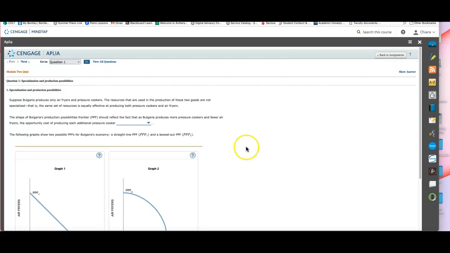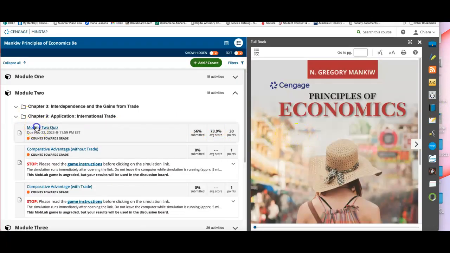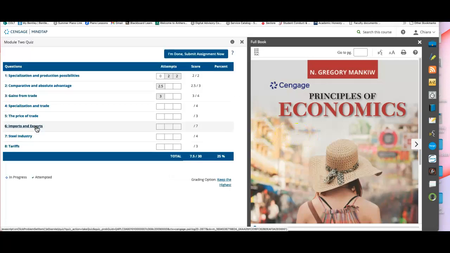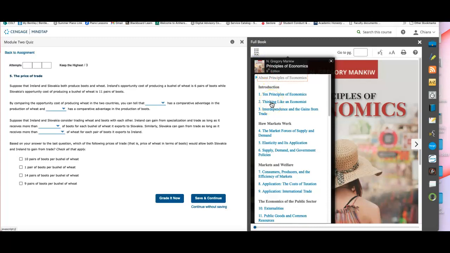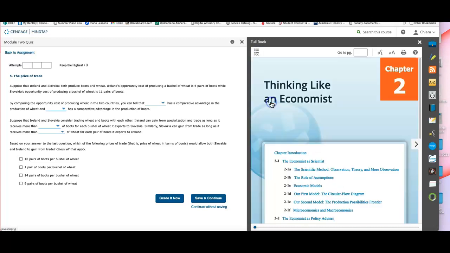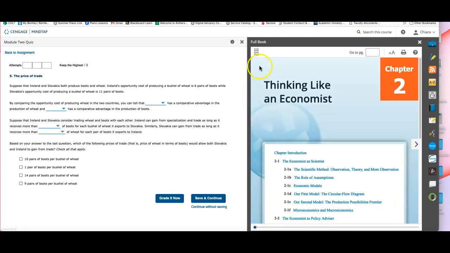One little trick you could use that can be helpful is to click on the full book. So you have your question open. If you click on the full book, you might notice it opens up to the side. So let me open the actual quiz here. And so I can pick a question and work on it while I'm on the book. So I can go to chapter 2. This was the Module 2 quiz, which actually I think was chapter 3.